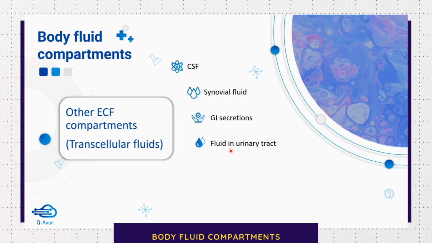Then fluid in the urinary tract. Then there is fluid in the spaces surrounding the various organs, that is the pleural space around the lungs, the pericardial space surrounding the heart, and the peritoneal space. And then there is aqueous humor, which is present in the eye.